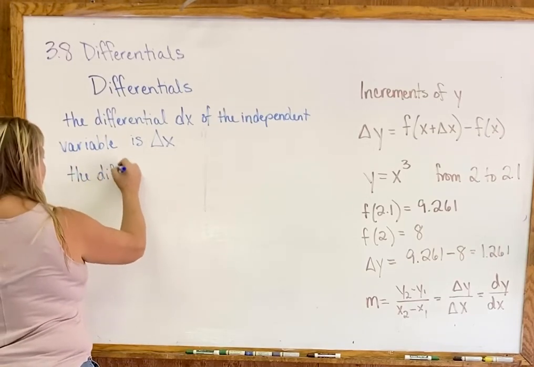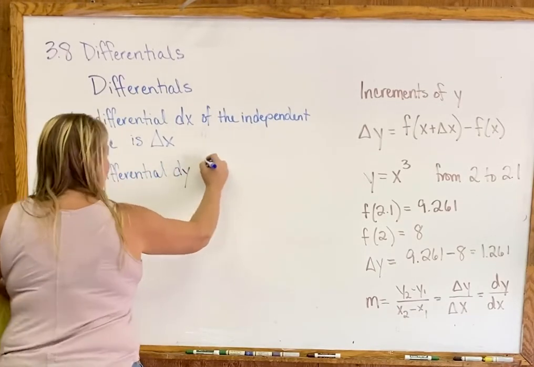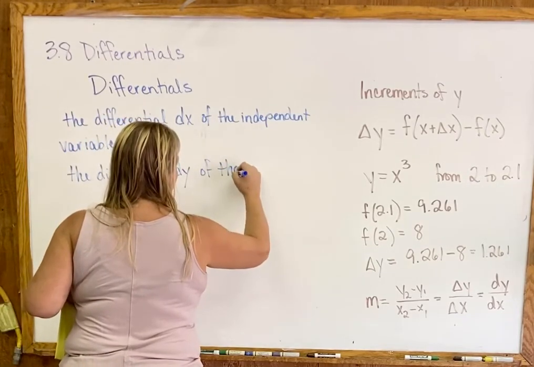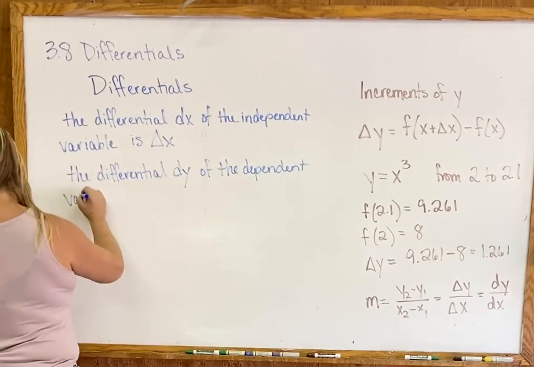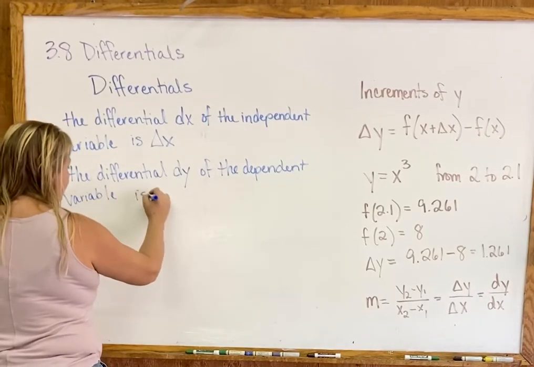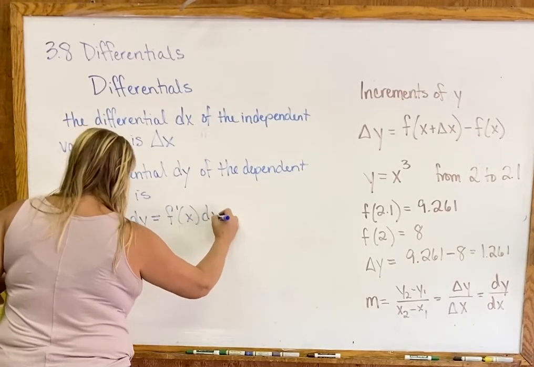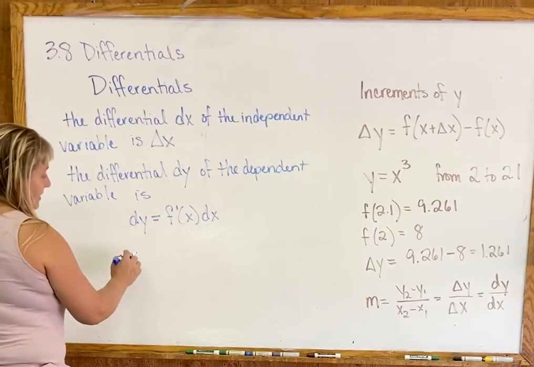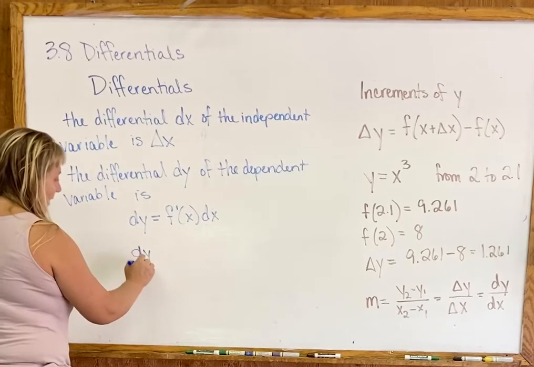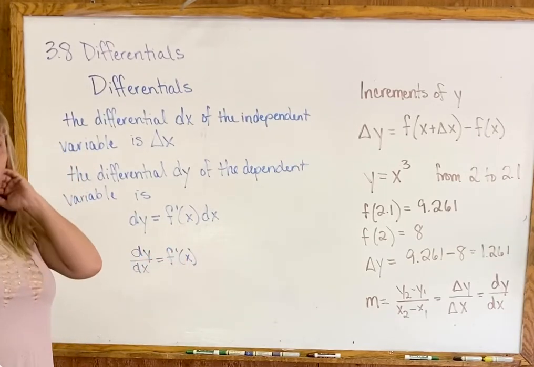The differential dy of the dependent variable is dy equals f prime of x dx. Okay. Now, what we're looking at here is that normally we would say that dy dx is the same notation as taking f prime of x. Everybody agree? Those are two different ways of writing the same thing.